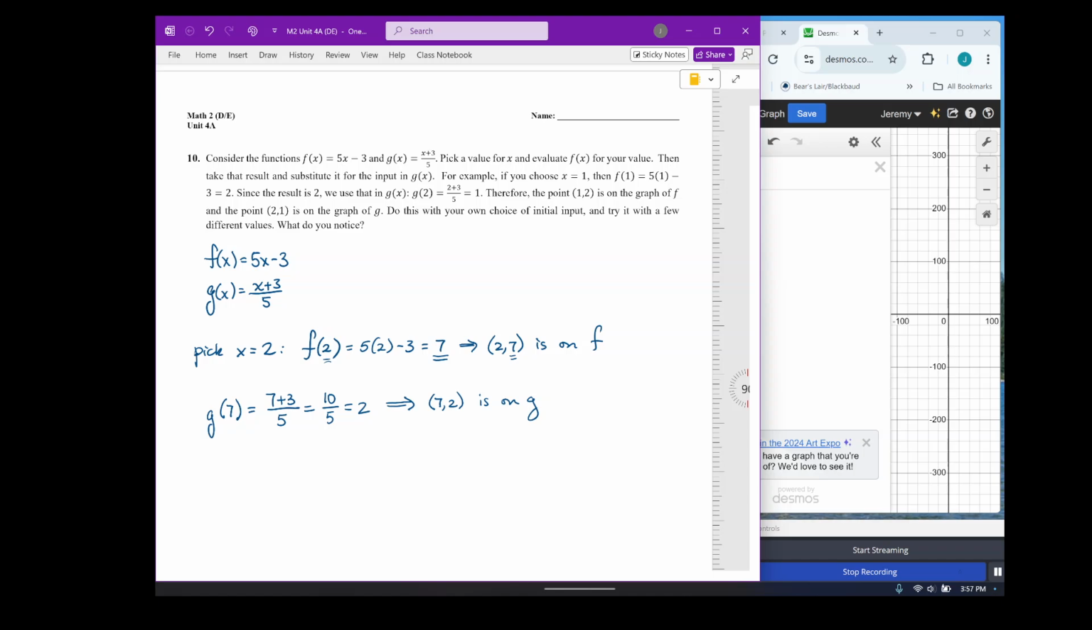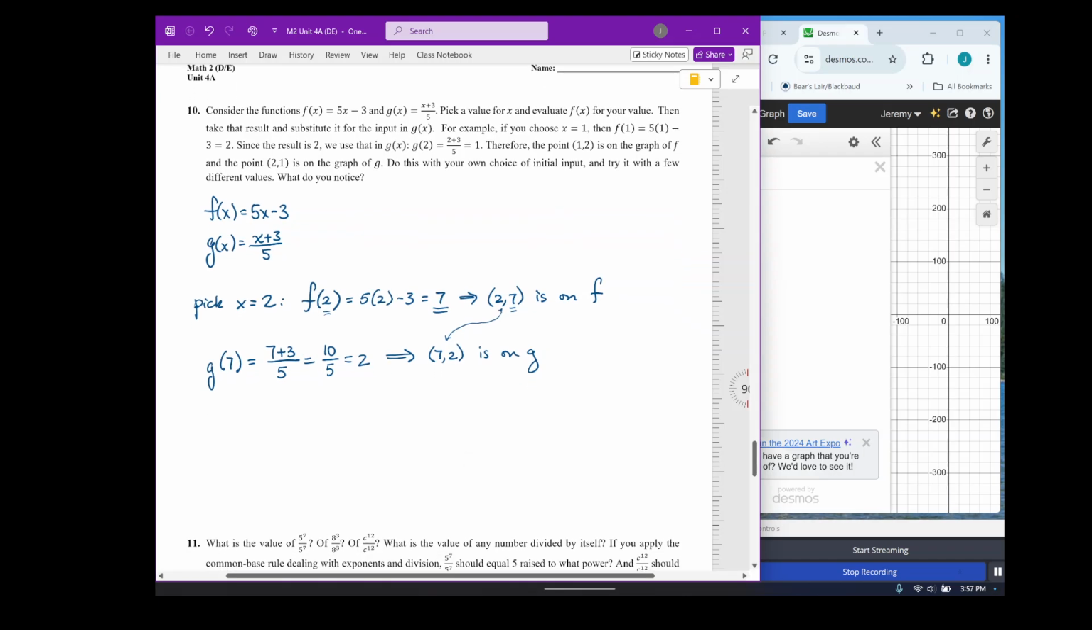Okay, notice this is one of those things where you flip the x and y and you get the other one, right? Let's try it with some other points too. They already did it with 1, and they showed if you plug in 1 and figure out what f of 1 is, you get 2. Then if you take that 2 and plug it into g, you get 1 back.